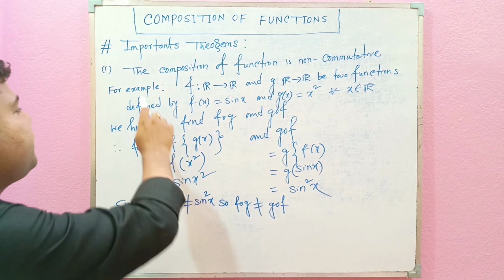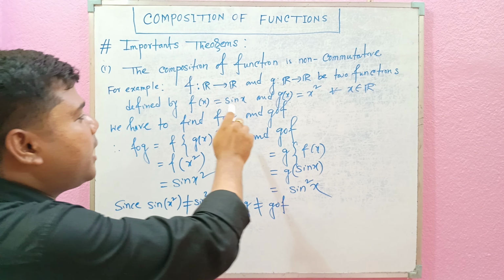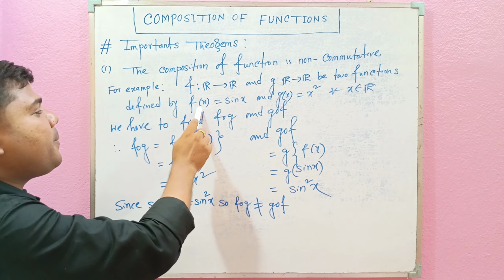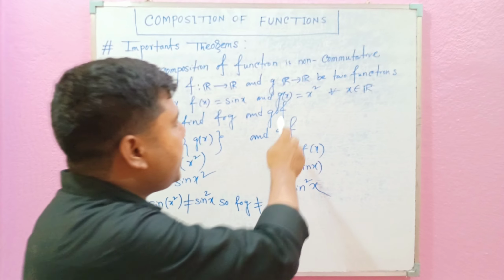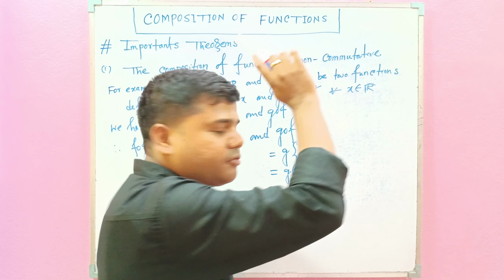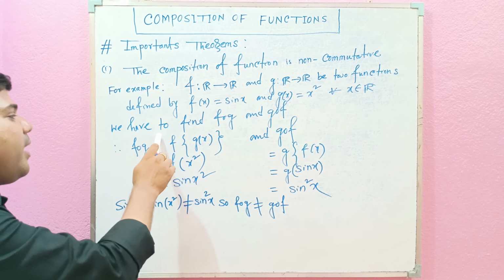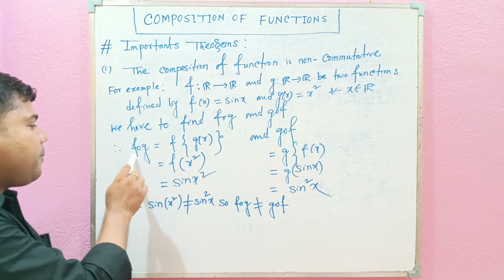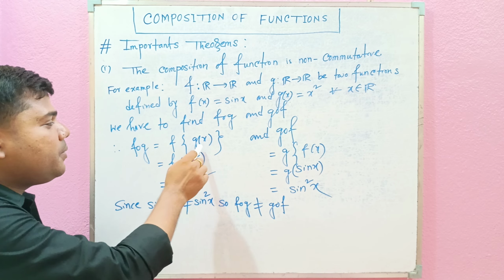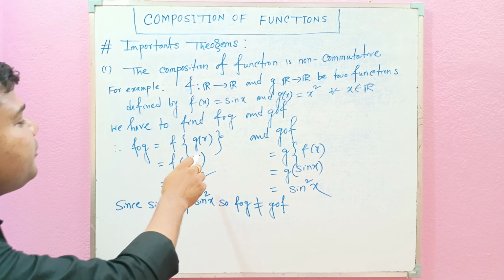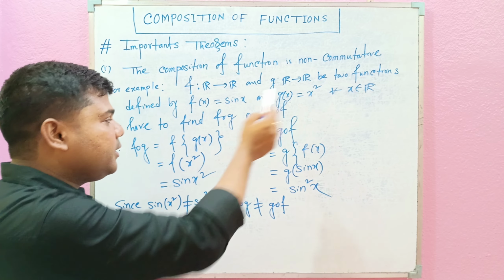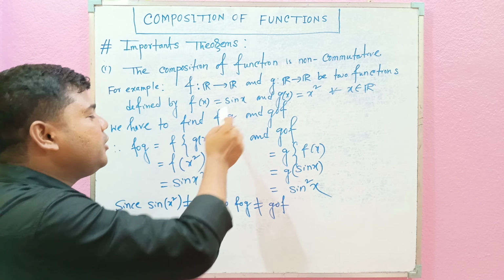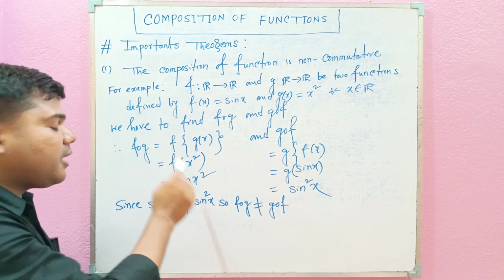For example, let f maps R to R and g maps R to R be two functions such that f of x is equal to sin x and g of x is equal to x square for all x belongs to R. We have to find f compose g and g compose f. For f compose g, it becomes f of g of x. In the place of g of x, we put x square. Then it becomes f of x square. Since f of x is equal to sin x, this becomes sin x square.